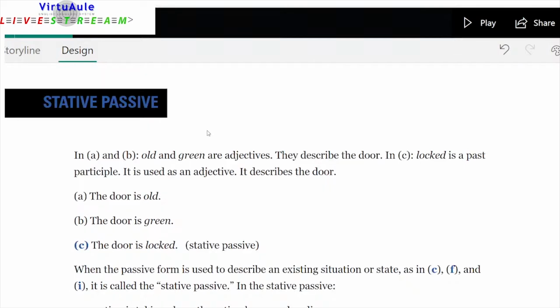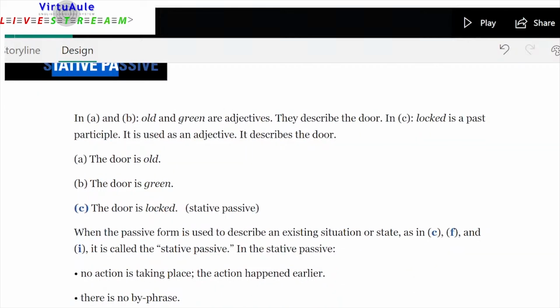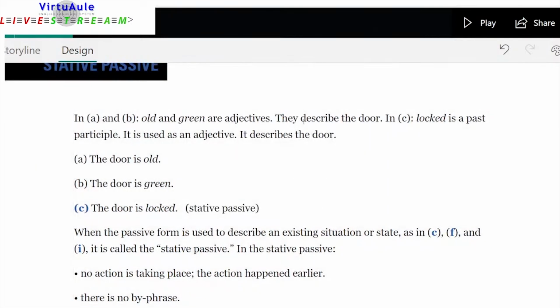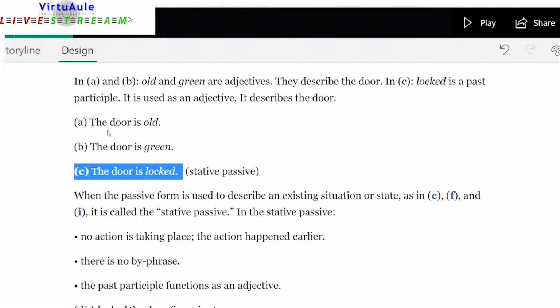Let's look at another aspect of the passive, what is called the stative passive. In A and B, old and green are adjectives. A, the door is old. B, the door is green. Old and green are adjectives. They describe the door. In C, locked is a past participle. It's like an adjective, it describes the door. C, the door is locked. That's the stative passive.